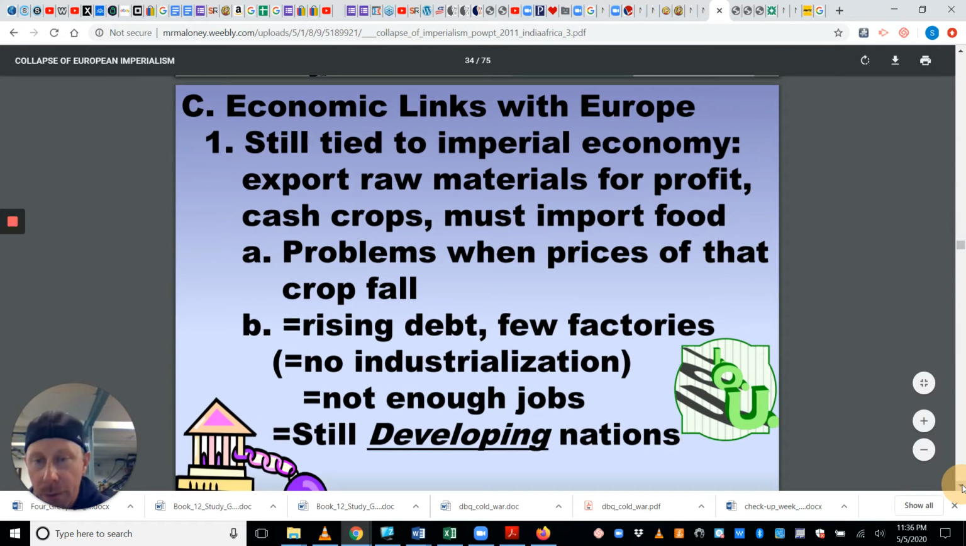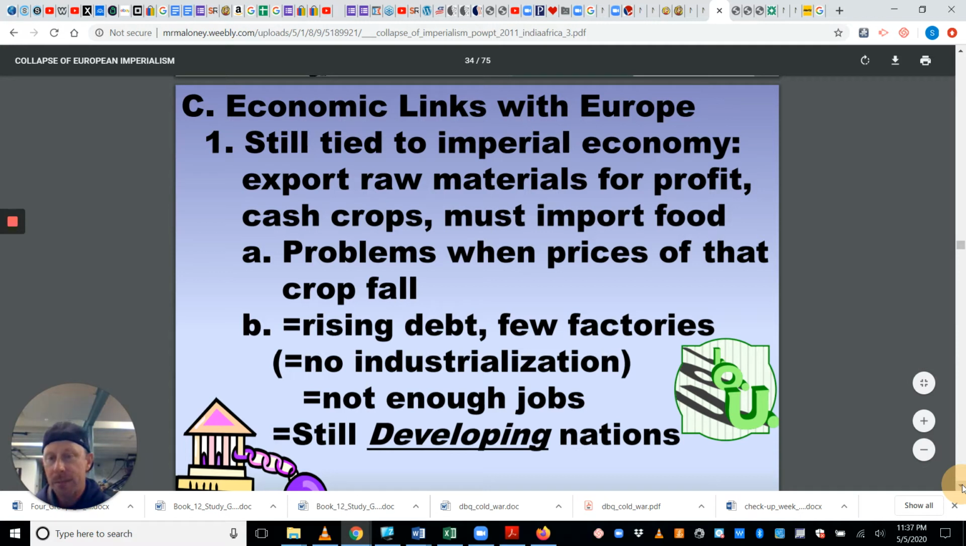Economic links with Europe. These African nations are still tied to an imperial economy. They export raw materials for profit, like cash crops, and they must import their food. So they grow a lot of cash crops. Cash crops are crops that you can't eat. They help you make money, but you can't eat them, like tobacco or coffee. So they have to import their food.